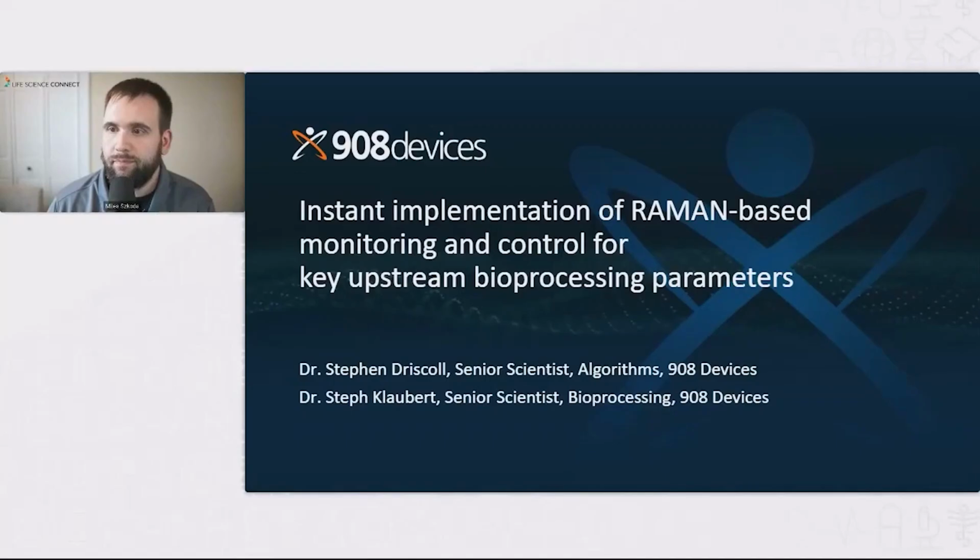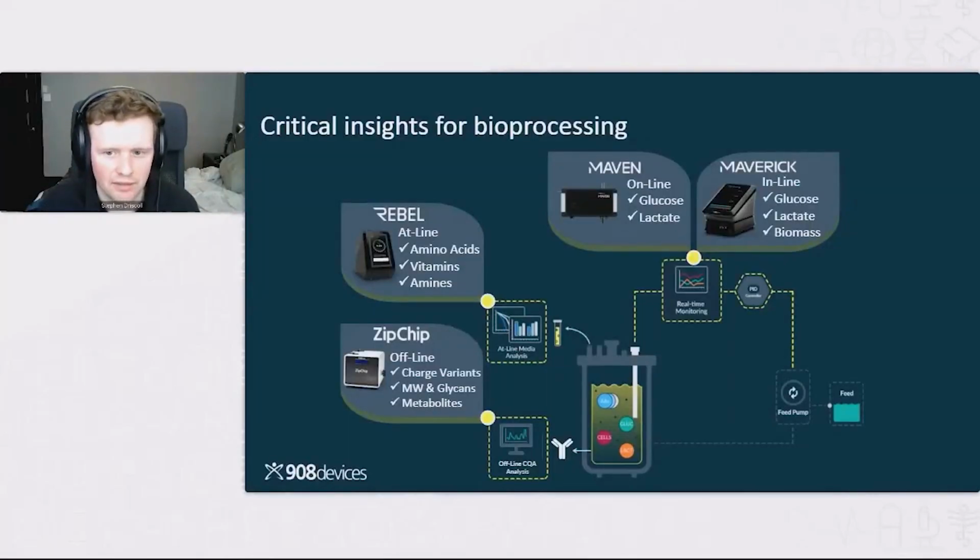Thanks, Miles. So I really like to just highlight that we actually have four devices that can help you get critical insights into your bioprocesses. Whether you want to do offline analysis with ZipChip to look at CQAs, or use Rebel to do at-line media analysis, or even use the MAVEN to do real-time monitoring of glucose and lactate, or MAVERICK where you can do glucose, lactate, and biomass, we have you covered on all fronts depending on what you want to do.